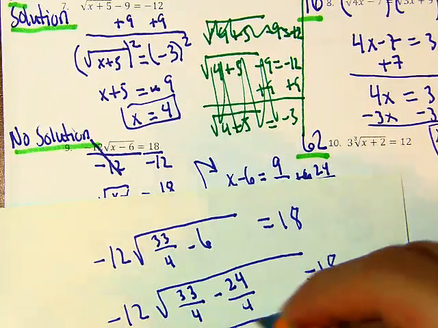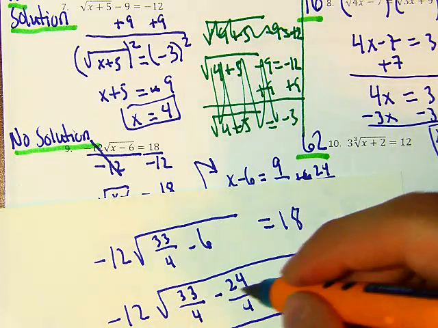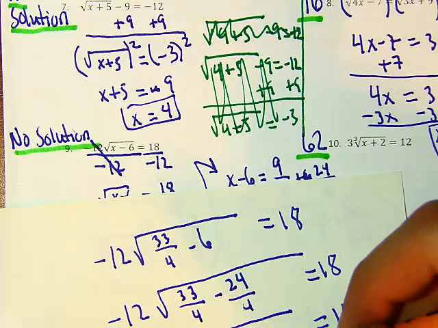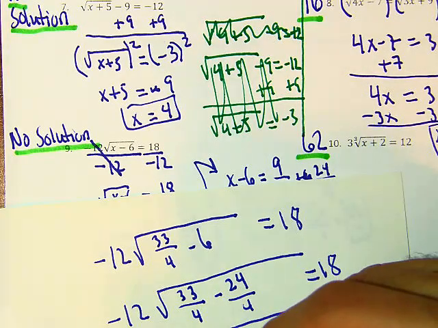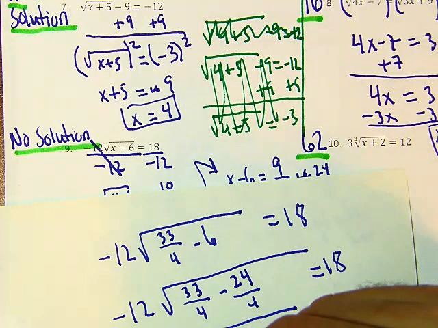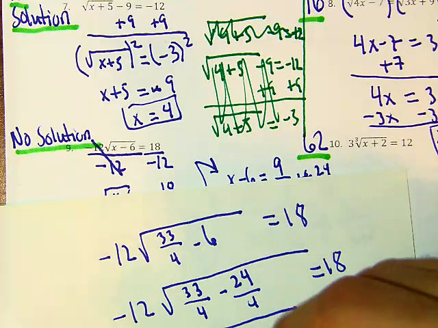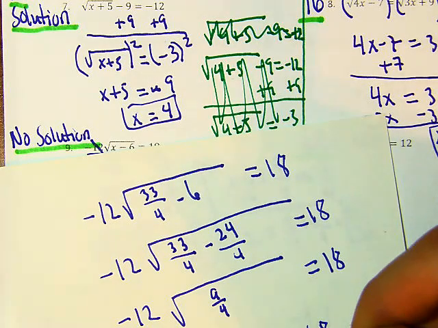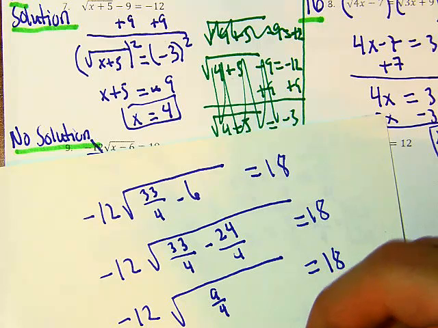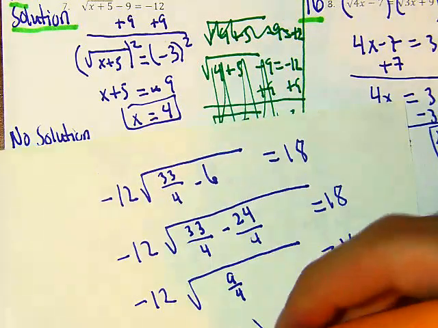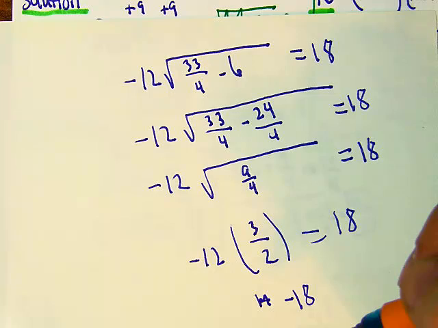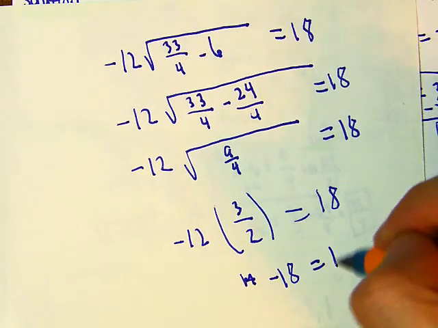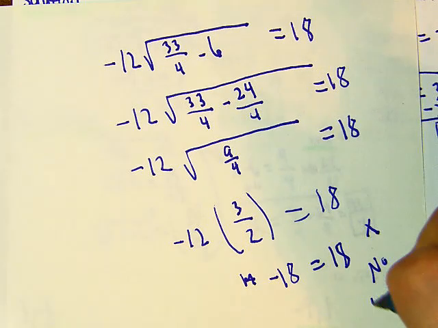Okay, so here, this is 18, this is what, 6, 7, 8, 9 over 4, and then look here, square root of 9 over 4 is 3 over 2, and this is times minus 12, does that equal 18? It does equal 18. Oh no, it doesn't. It equals minus 18. Because minus 12, sorry, minus 12 times 3 over 2 is minus 18. So minus 18 does not equal 18. So this is no solution.